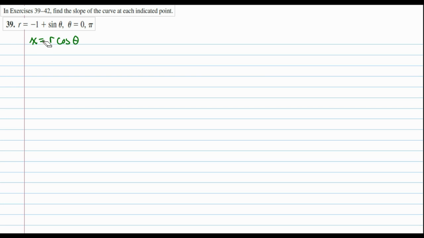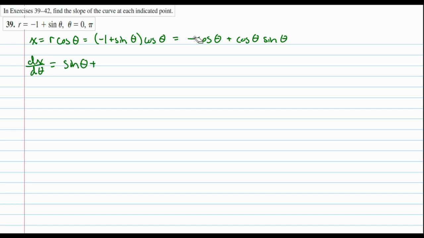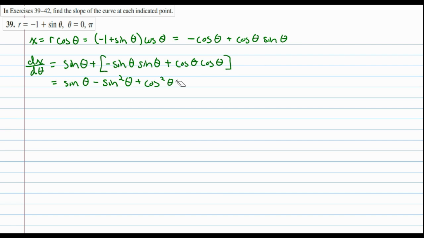Well, x is r cosine θ. They told us what r is. It's negative 1 plus sine of θ, which if I distribute, then I get this expression. Now take the derivative, dx/dθ, and derivative of negative cosine is sine, but then I have to use the product rule for the cosine θ sine θ. And then simplify a little bit, and here's what I get for the dx/dθ.